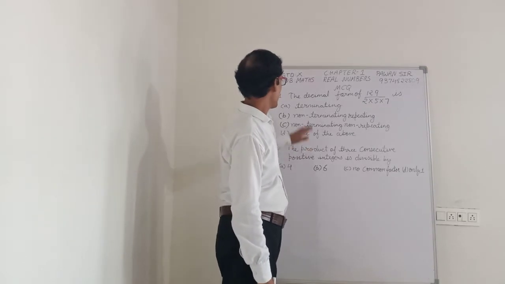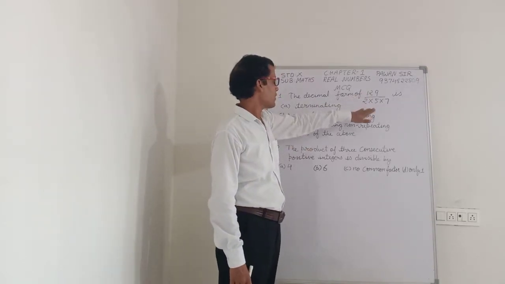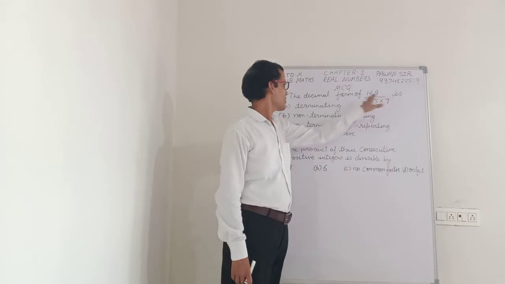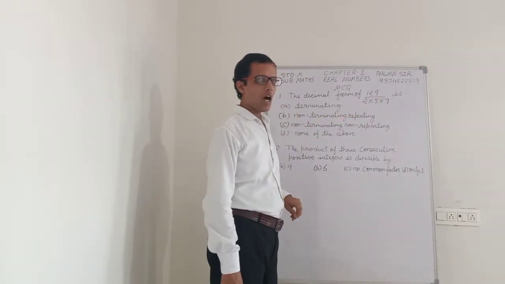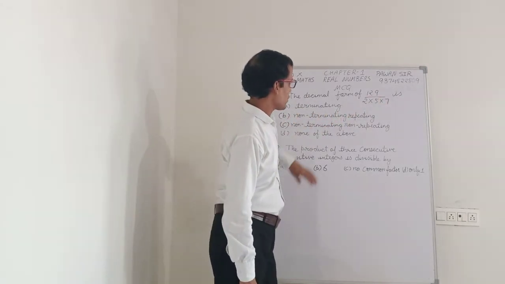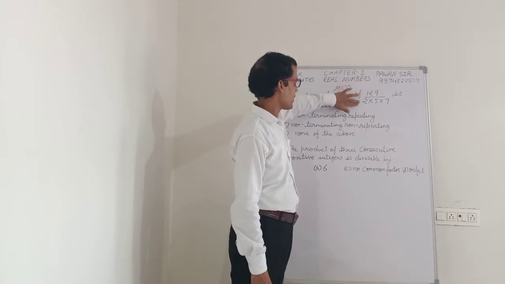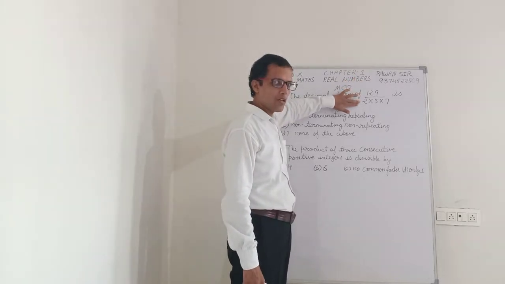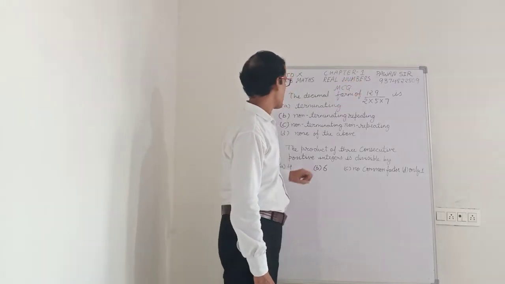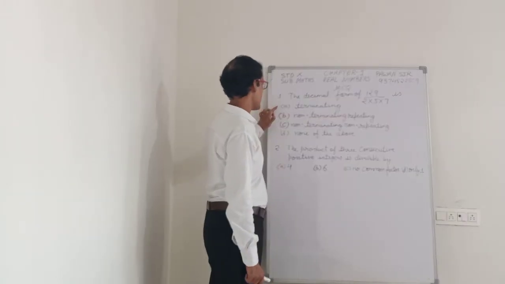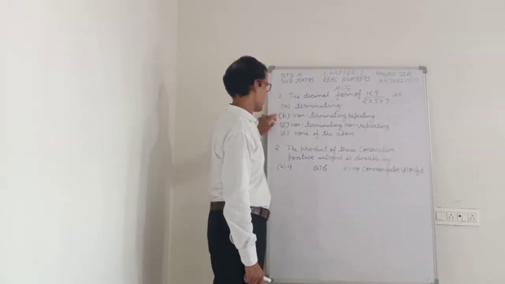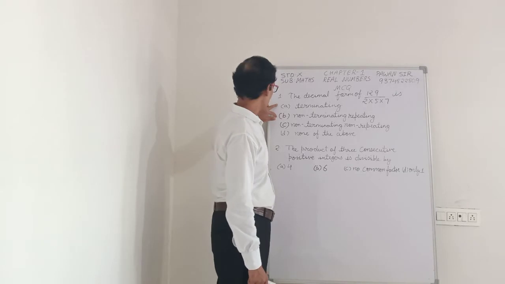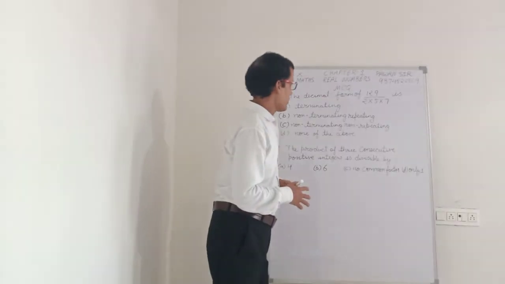Our first question is the decimal form of 129 upon 2 into 5 into 7. Four options are given, out of which one is correct. As you can see, this is of the form p by q, so it is a rational number, and as you know, the decimal expansion of a rational number is terminating or non-terminating repeating. So out of these two, one is correct.